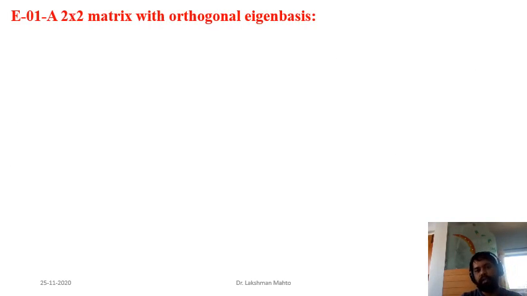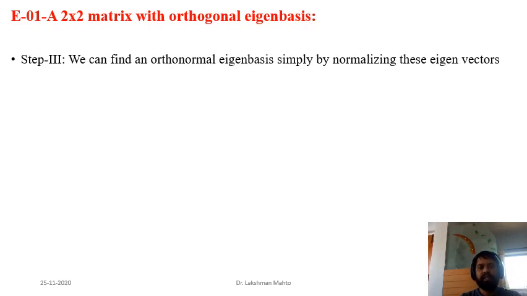Now tell me, is there any relation between V1 and V2? One relation you can observe is that these two are perpendicular to each other, which is very clear from the graph. So that means if we consider V1 and V2 as the columns of the matrix S, then we can get an orthogonal matrix. In step 2, we have to apply some kind of Gram-Schmidt technique in order to get an orthonormal eigenbasis.